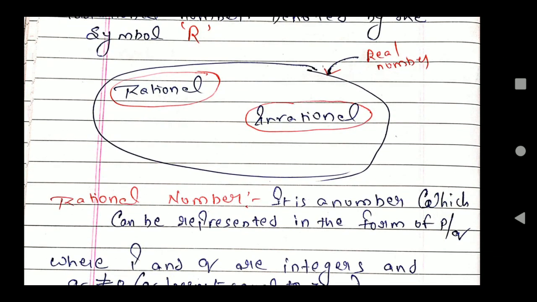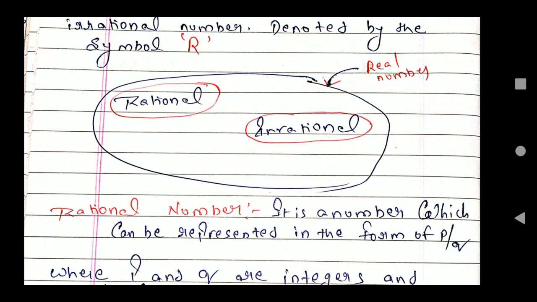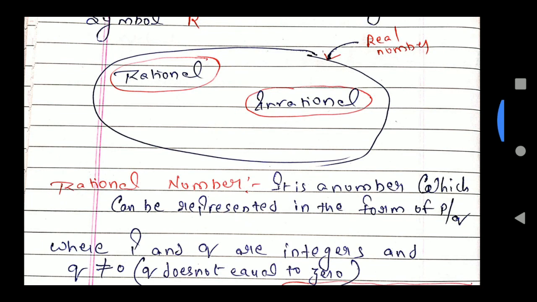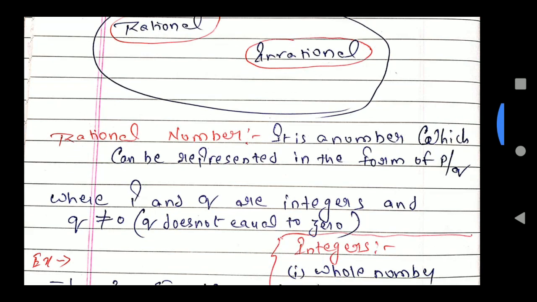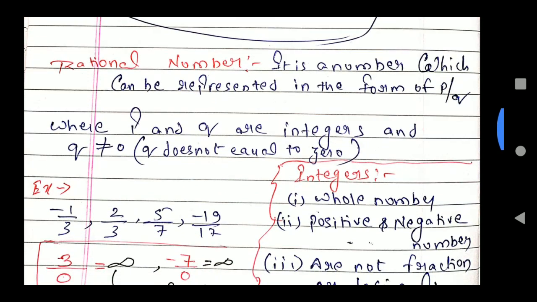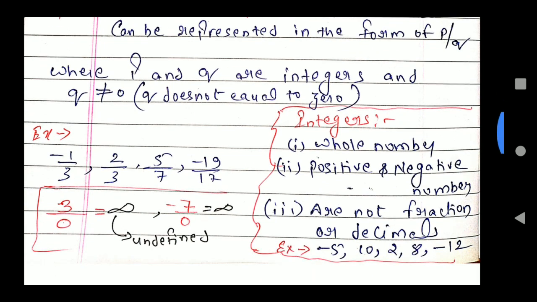What is a rational number? It is a number which can be represented in the form of p by q, where p and q are integers, and q does not equal 0. First we know what integers are. Integers are whole numbers, both positive and negative, and not fractions or decimals. Examples of integers: -5, 10, 2, 8, -12, etc.